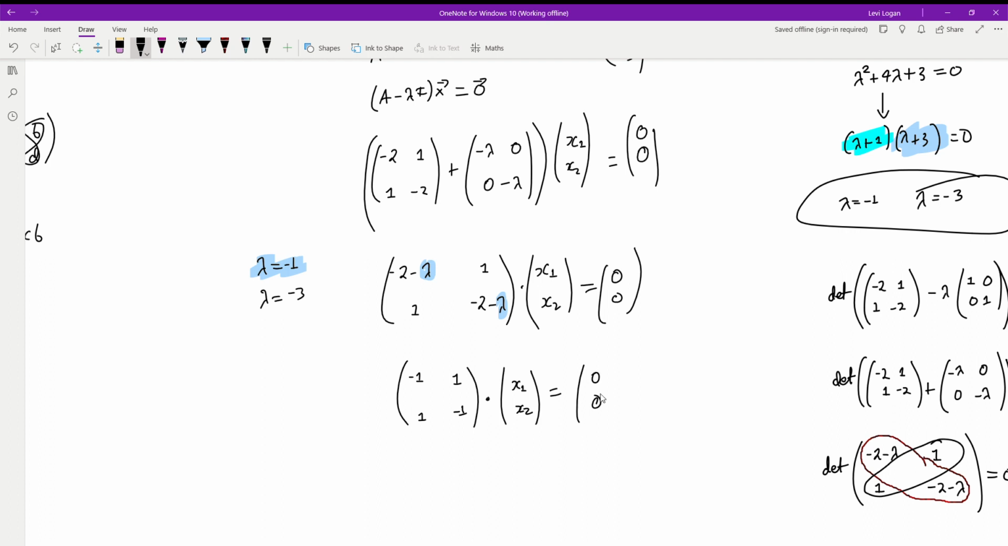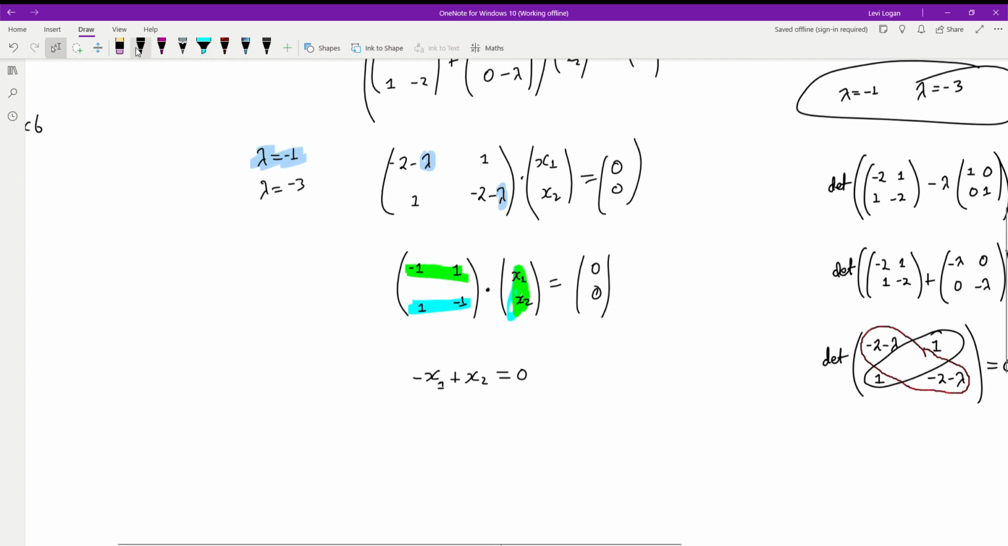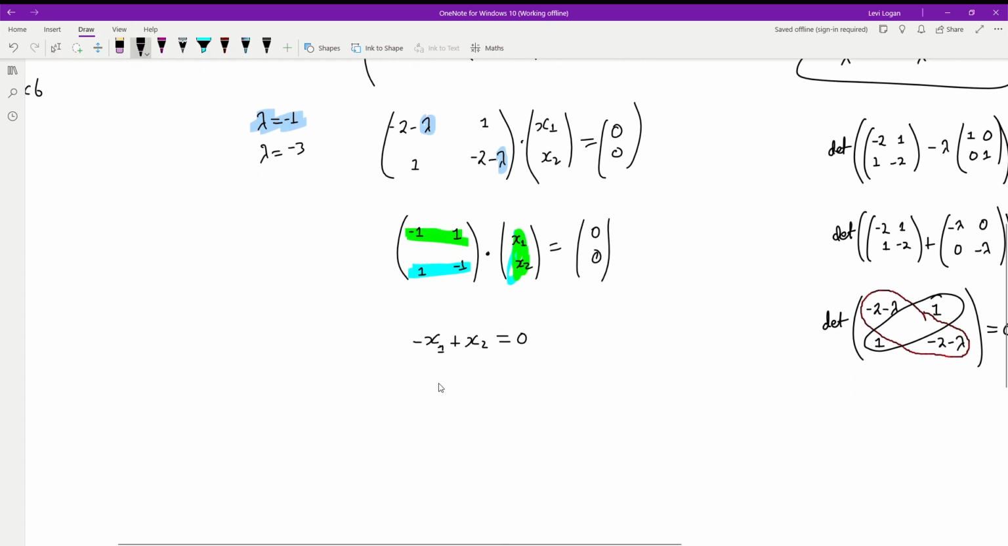Now we can break this up into two simultaneous equations. So the rows times the columns. This entire row multiplied by this column. So what we're left with is -x1 plus x2 is equal to 0, and then you have this bottom row times this column, and we get two equations. So we have x1 minus x2 is equal to 0.